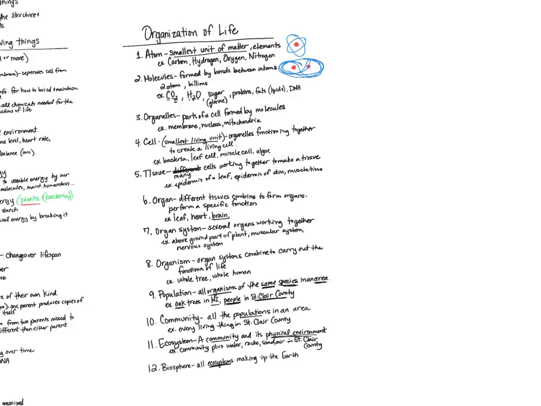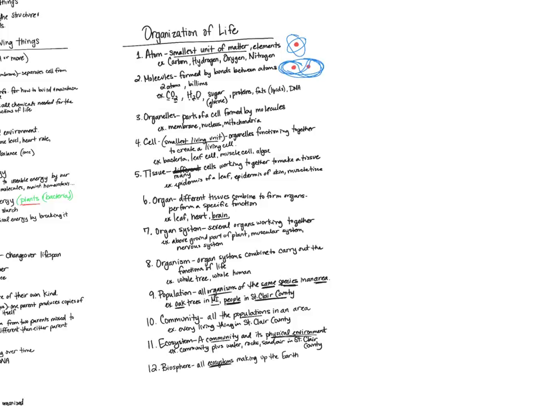Then we have many different cells working together to make a tissue. Different tissues working together make an organ. Organs working together make an organ system. Organ systems working together make an organism. Then we have several organisms in a population. Again, the same species in a particular area makes up a population. All of the populations in a particular area make up the community. The community along with its physical environment makes up an ecosystem, and all of the ecosystems that make up the Earth are called a biosphere.